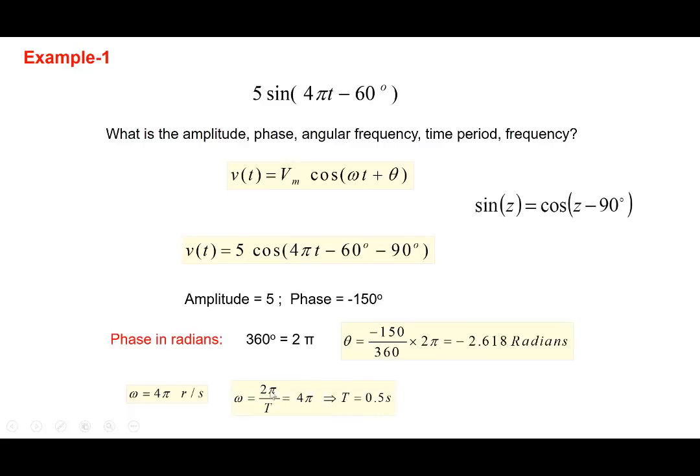And omega is 2 pi by T. So we can get T equal to 0.5 second here, and frequency is 2 hertz here, right? So these are simple things. But keep in mind that this is our default representation of a signal. We would like to represent all signals finally in the form of Vm cos(omega t plus theta). So phase will be with respect to this representation, okay?